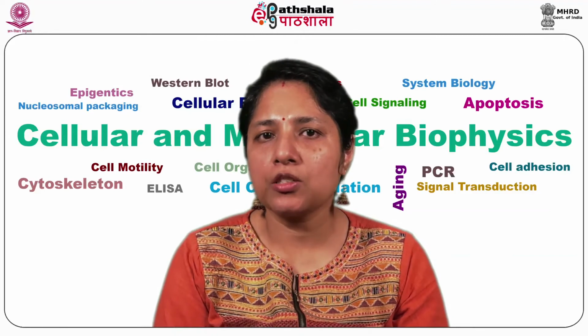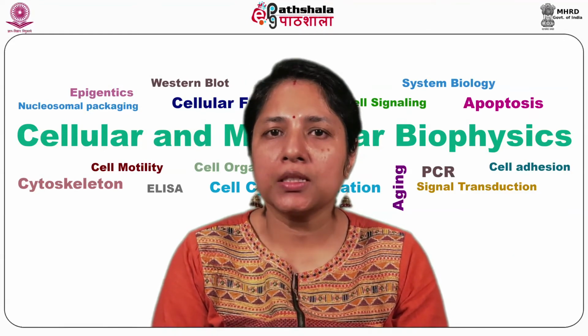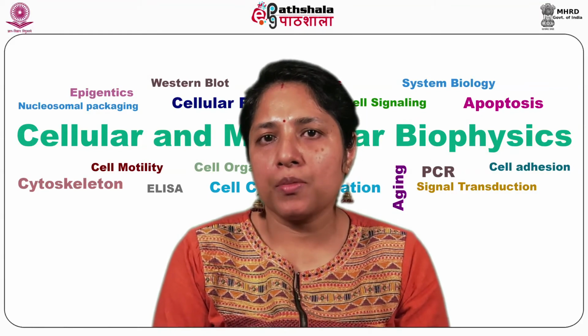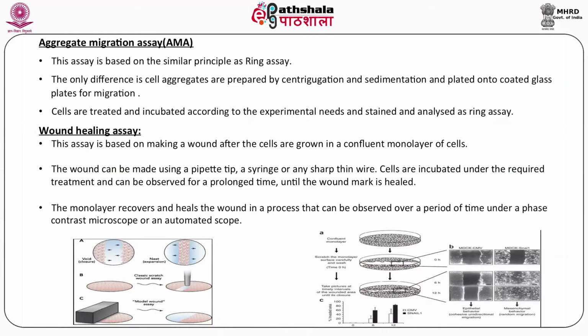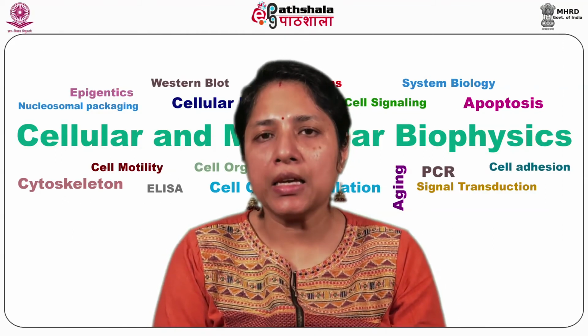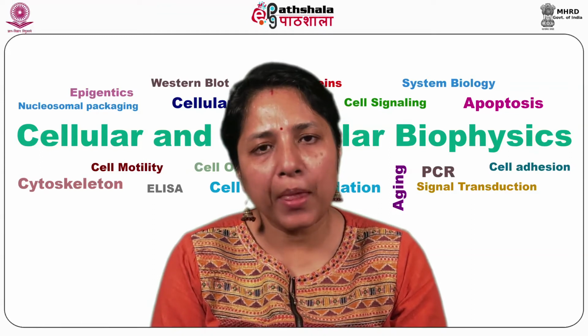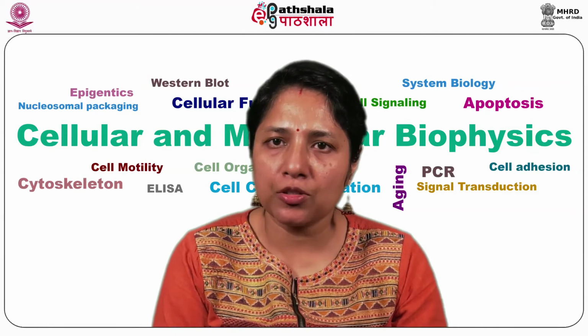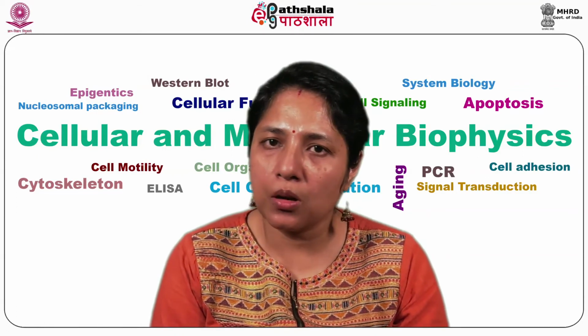This assay is based on making a wound after the cells are grown in a confluent monolayer in proper experimental conditions. The wounds can be made using a pipette tip, a syringe or a sharp wire. Cells are incubated under the required treatment and can be observed for a prolonged time until the wound mark is healed. The monolayer recovers and heals the wound in a process that can be observed over a period of time under a phase contrast microscope or an automated microscope.